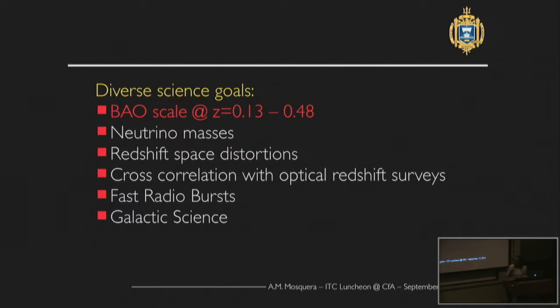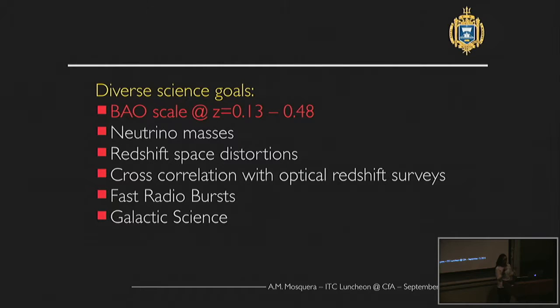So here we have, I already mentioned all this. There are very diverse goals that we are going to have. The main one is measuring baryonic acoustic oscillations at low redshift. From the power spectrum, you can also measure neutrino masses. You can also do redshift space distortions and maybe test different models of modified gravity. You can also do a cross-correlation with optical and redshift surveys.